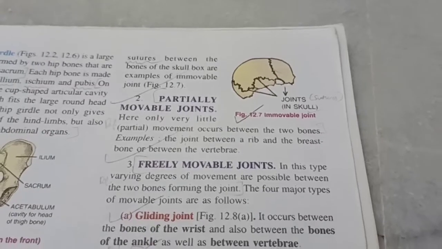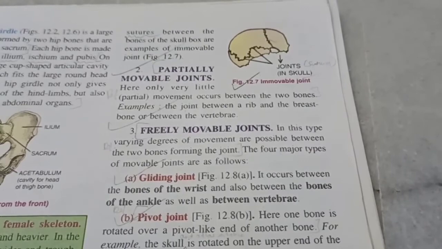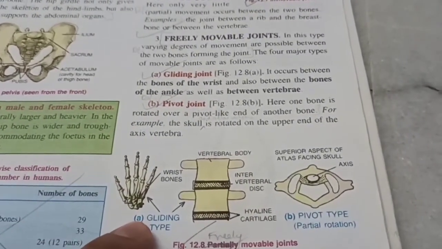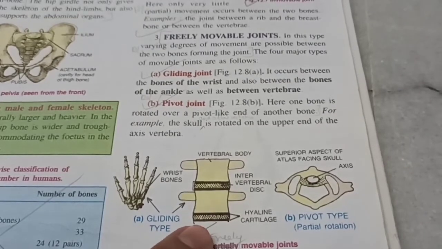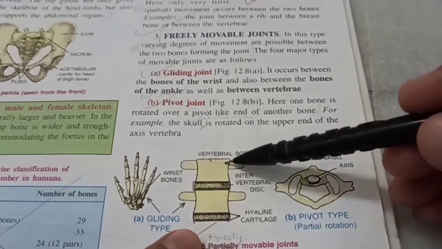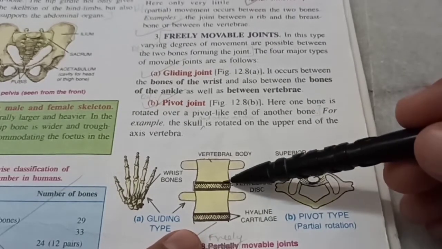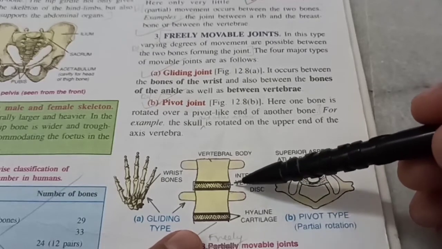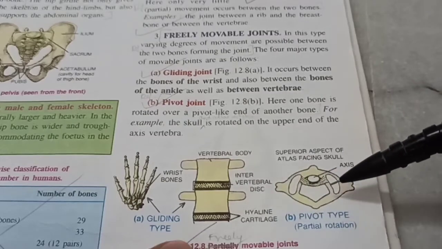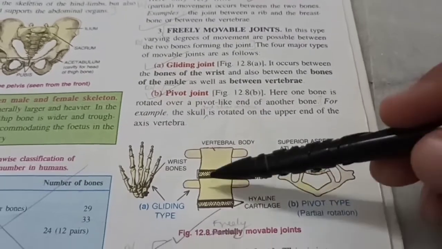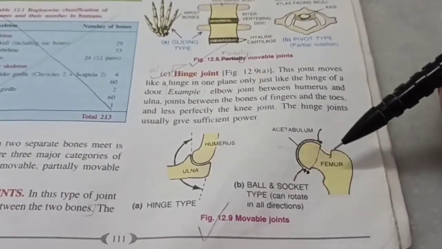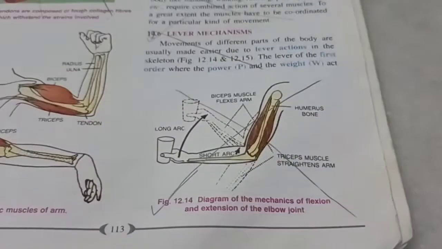And finally, we have freely movable joints. And freely movable joints are of 4 types, which I have explained. We have the gliding joints, which again may be there in some of the spinal vertebral column joints. You can see the vertebrae have an intervertebral disc in between, along with some hyaline cartilage. They reduce the friction when they are moving and also act like a shock absorber. Pivot joint is between the atlas and axis. These are all freely movable joints. Hinge joint, I've already given an example, like humerus and ulna, and the ball and socket joint, of course.